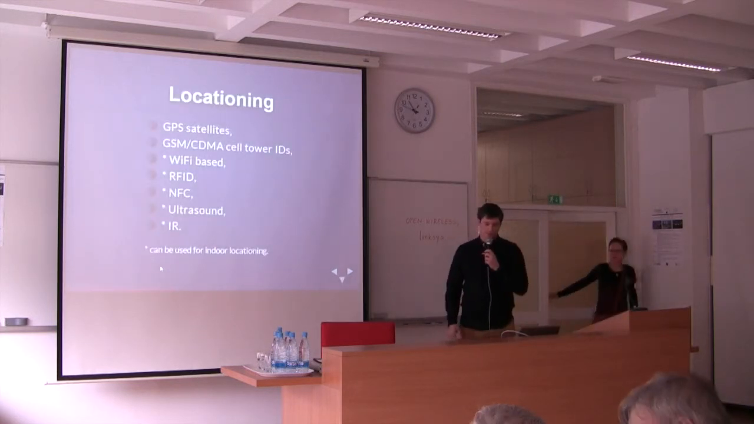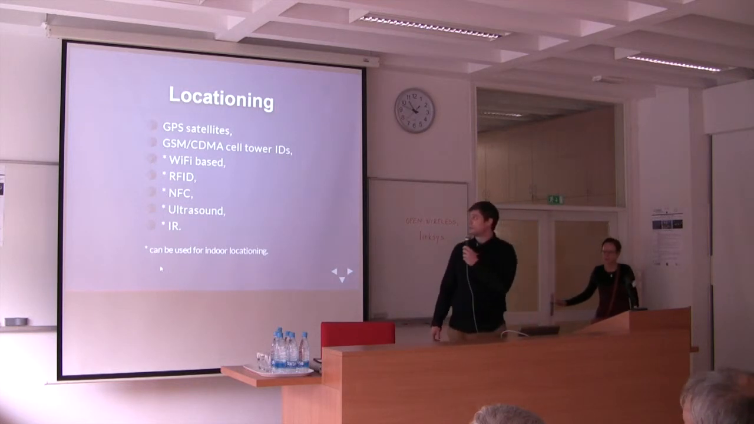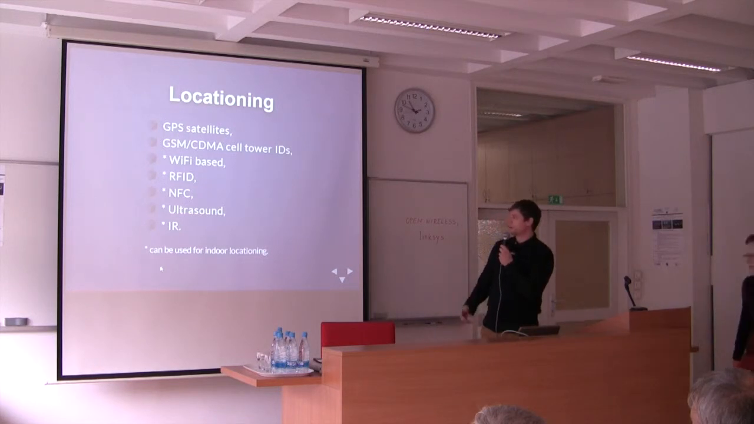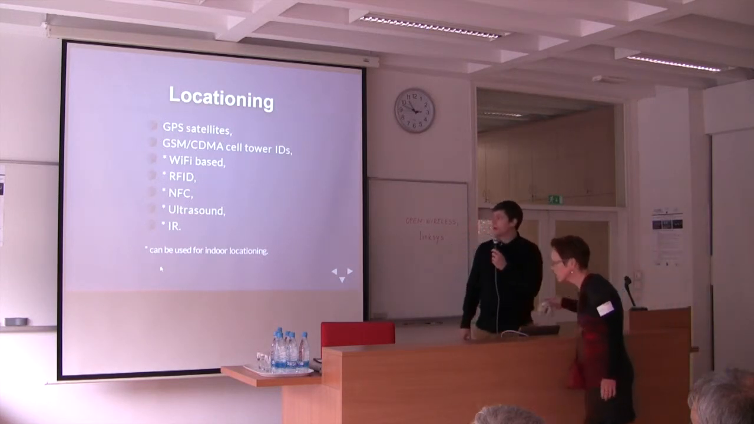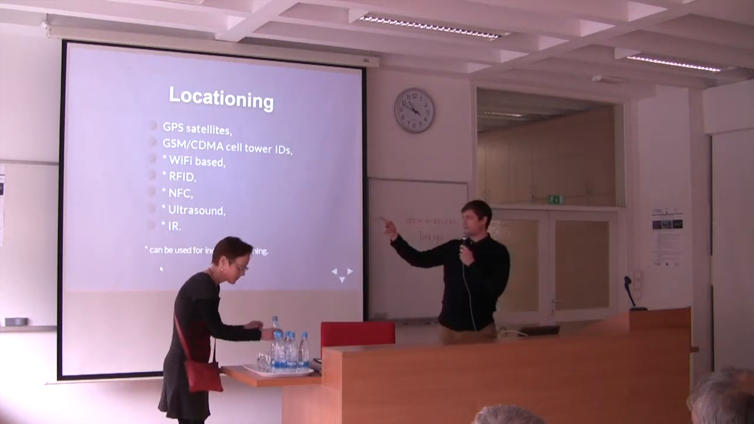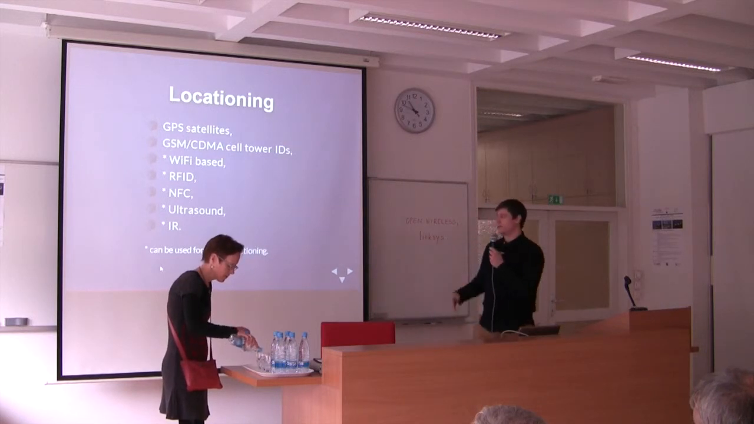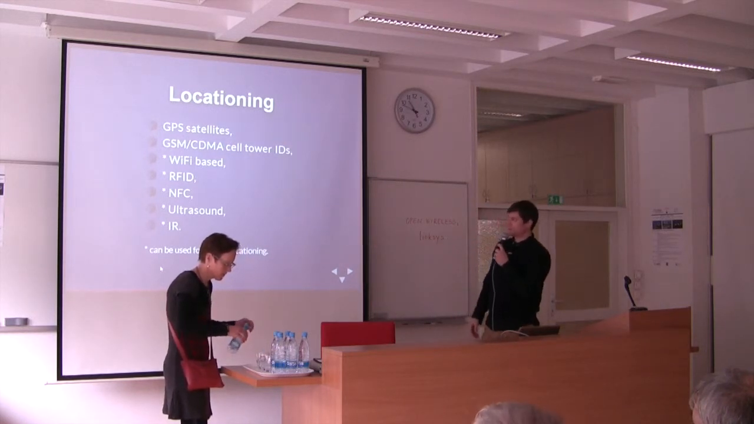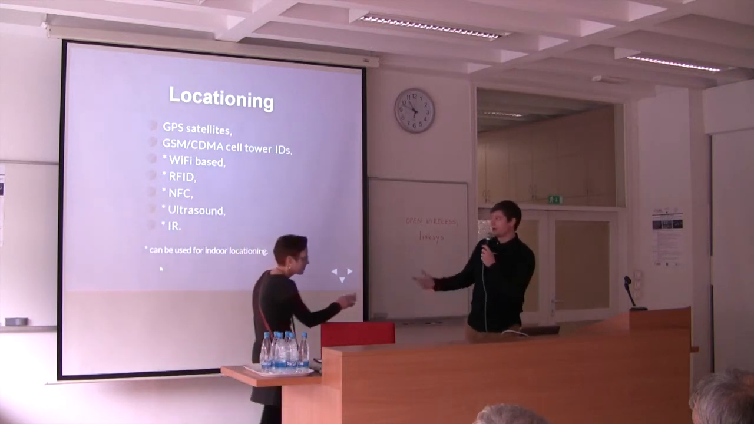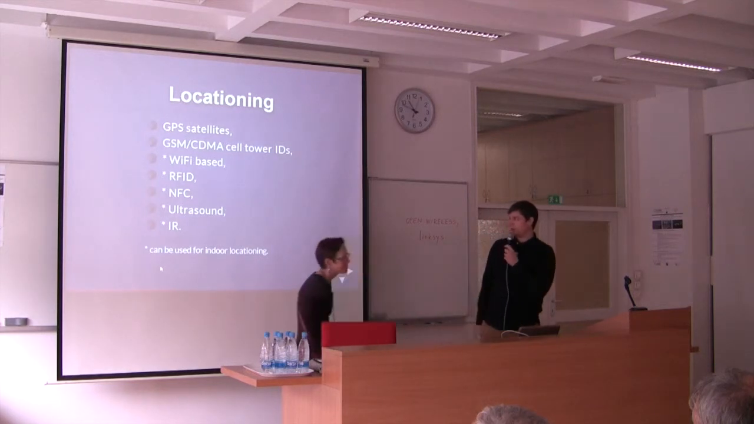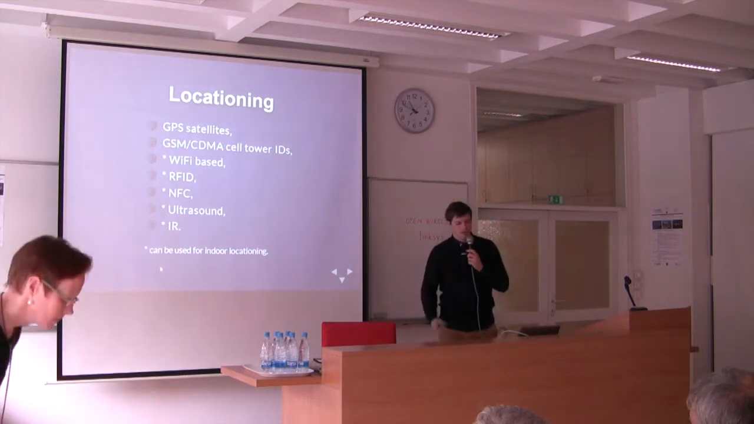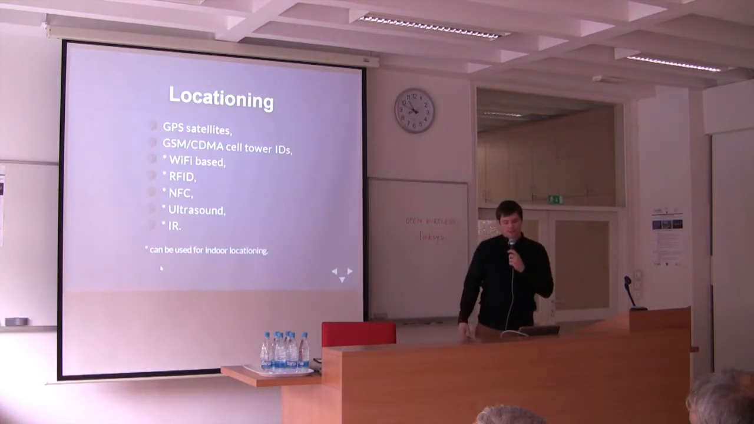So the first one is a little bit old school now. It's location. It's possible through GPS satellites or cell towers from your service provider. Those with asterisks in front of the name could also be used for locationing, especially indoor locationing, with RFID, near field communication. Also, ultrasound and IR are possible to locate your device inside a building.